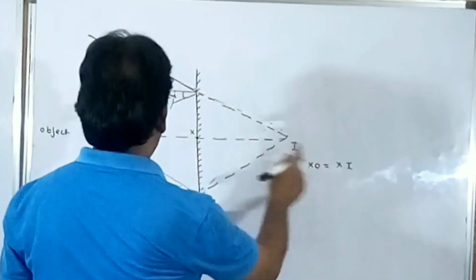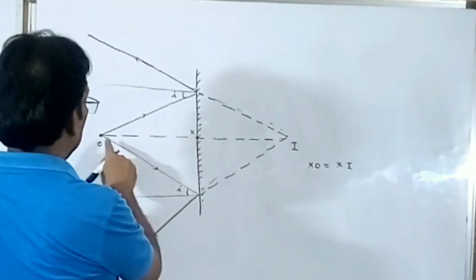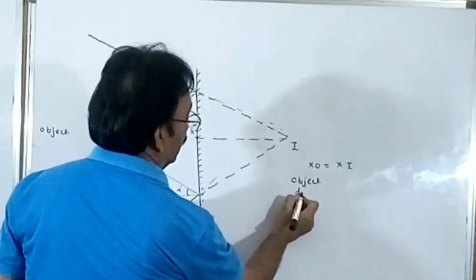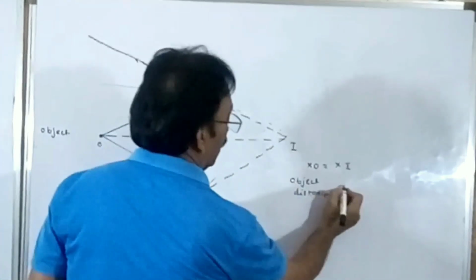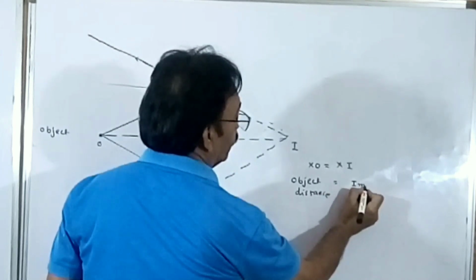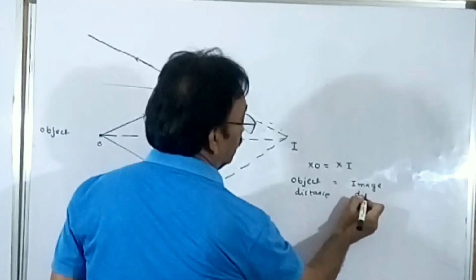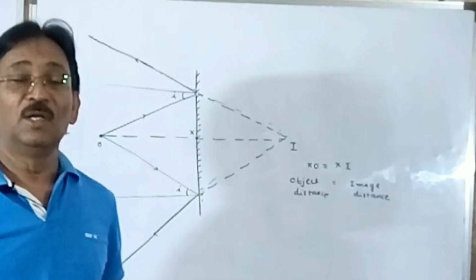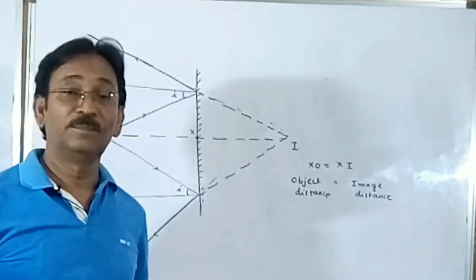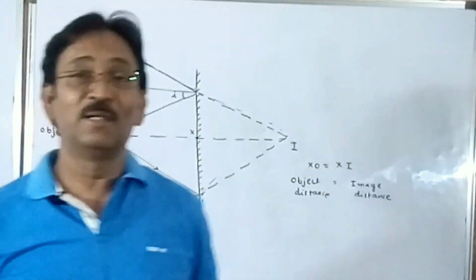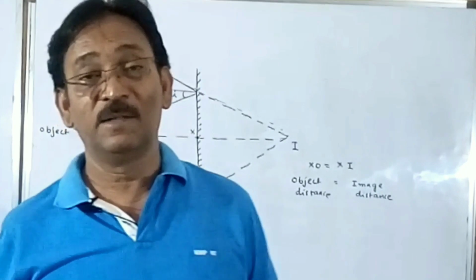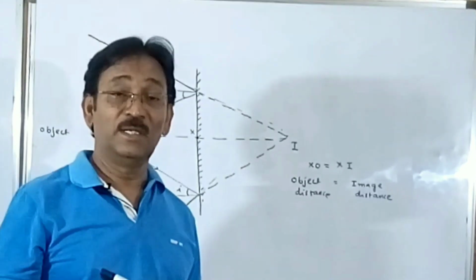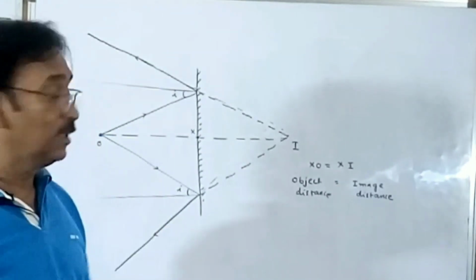XO is what? It is the distance of the object from the mirror. Object distance is equal to image distance. That's why, if you stand in front of a plane mirror, you appear to be at the same distance inside the mirror. Just imagine you are moving towards the mirror with a speed of 2 meters per second. What could be the speed of your image, and what is the relative velocity of the object with respect to the image? Just think.